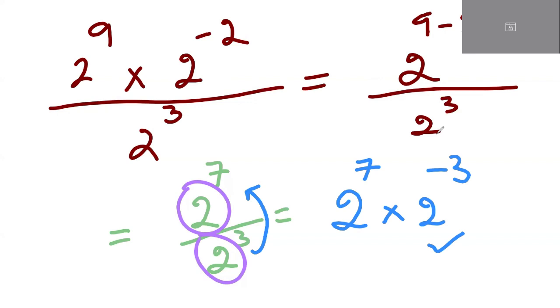Again, the same rule, whenever bases are same, you have to add the powers. What is 7 minus 3? Bases are same, 2 and 2. Add the powers, 7 minus 3, which will give you 2 raised to the power 4. You can always post your doubts so that I will explain in more detail.